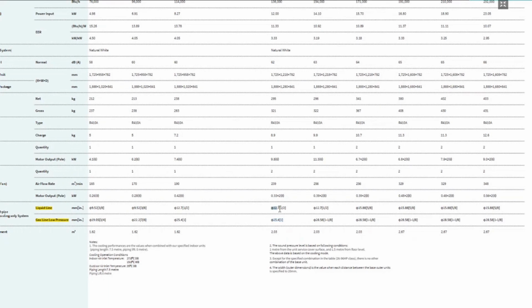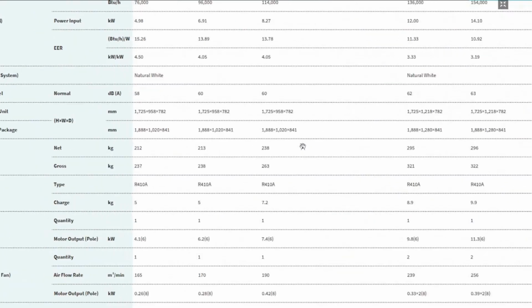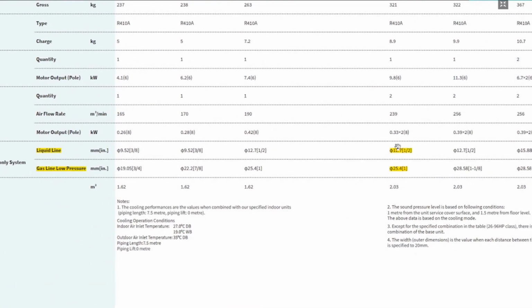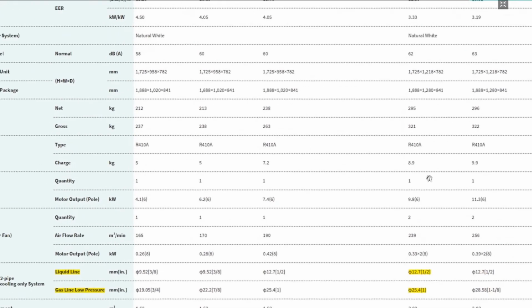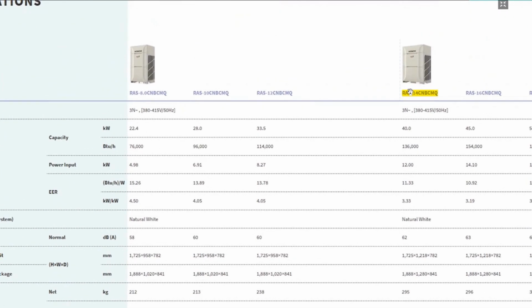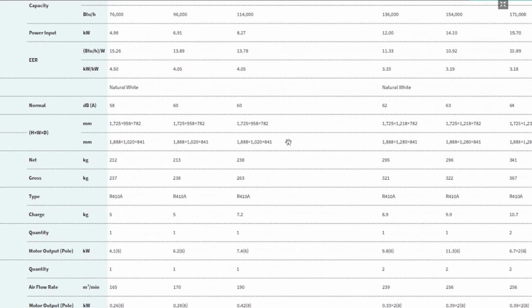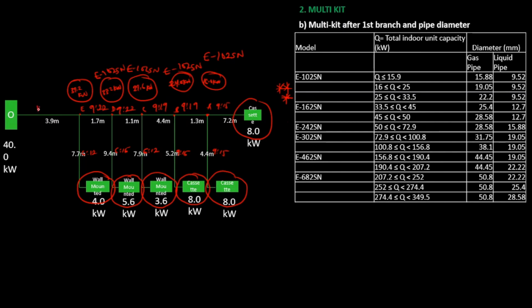So the liquid pipe size is 12.7 millimeters, while the right gas pipe size is 25.4 millimeters. So that's 12.7 and 25.4 at 14 HP. So we'll go back to our slide and include that. So we'll come back here and write 12 and 25. So what we'll do next is determine the right multi-kit at branch E.